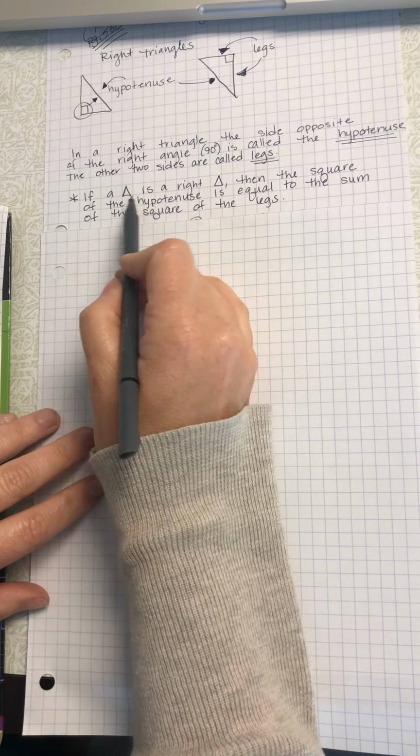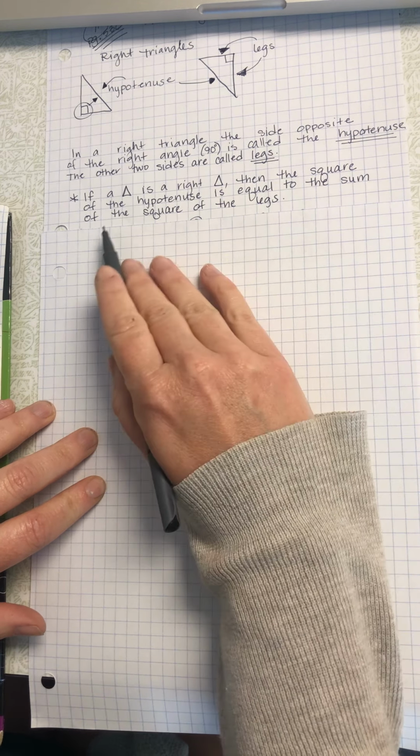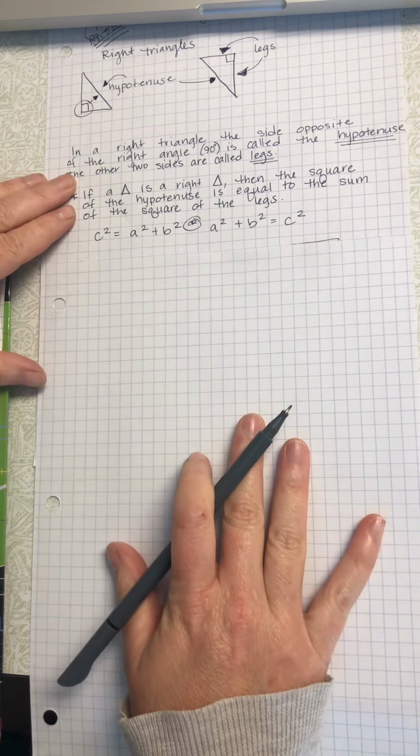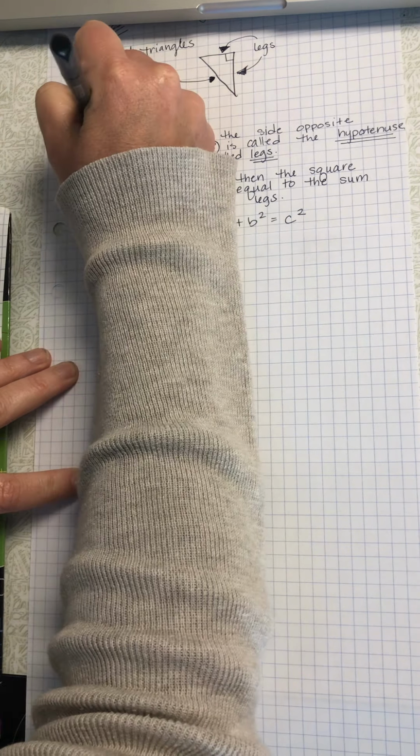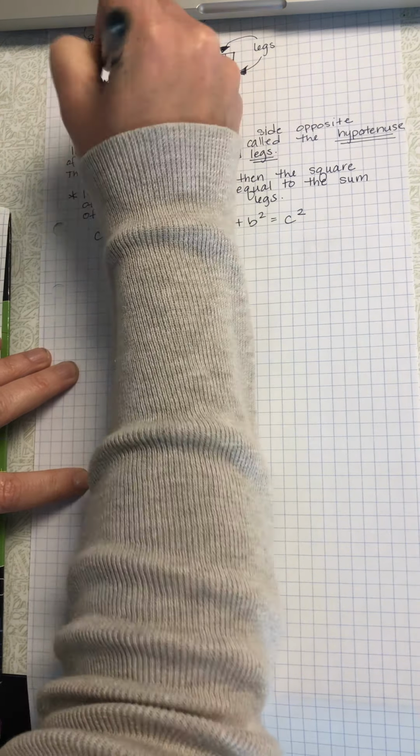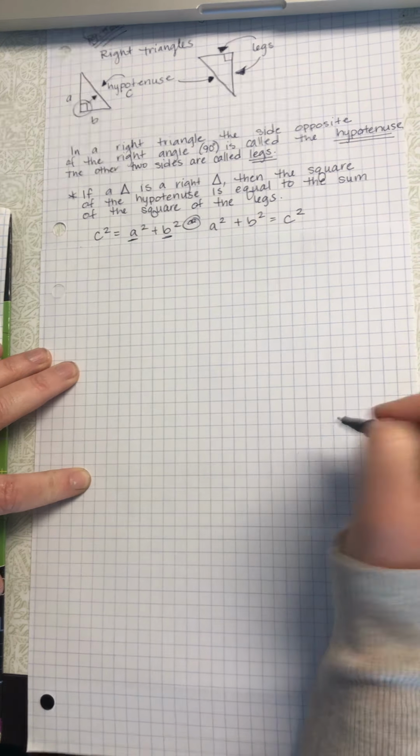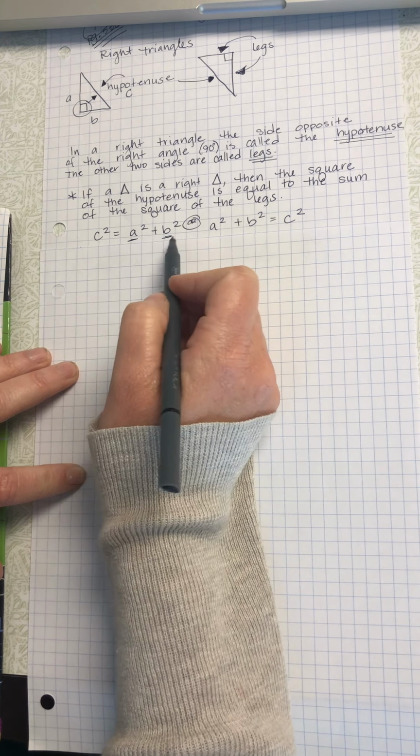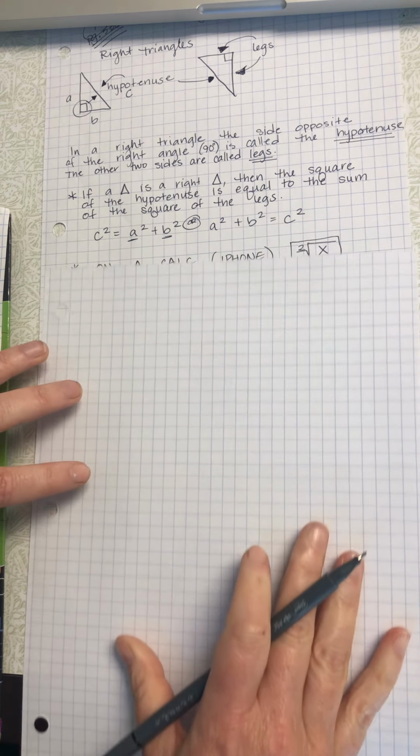If a triangle is a right triangle, then the square of the hypotenuse is equal to the sum of the squares of the legs. So more words, right? But what that means is if we were to label them side A, side B, and side C, C, the hypotenuse, squared, is equal to the sum of A and B squared. Okay? So C squared is equal to A squared plus B squared, or we can reverse it. A squared plus B squared is equal to C squared.